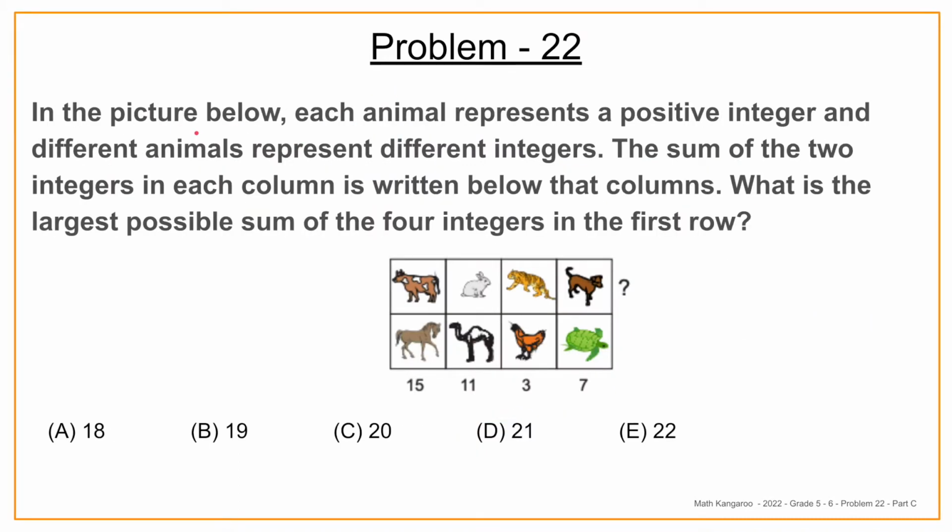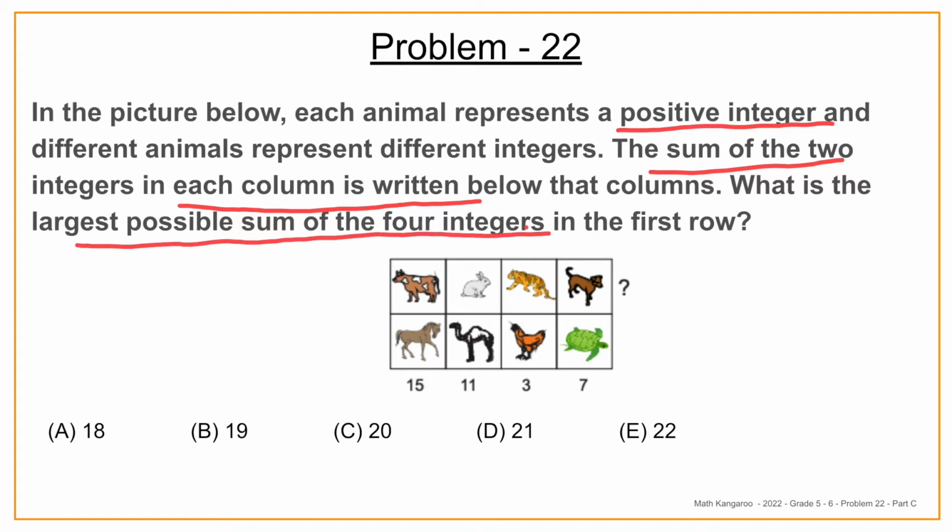Problem 22. In the picture below, each animal represents a positive integer and different animals represent different integers. The sum of the two integers in each column is written below. This is what they are referring to. What is the largest possible sum of the 4 integers in the first row? So we have to determine the largest possible sum of the 4 integers in the first row. These are our options.